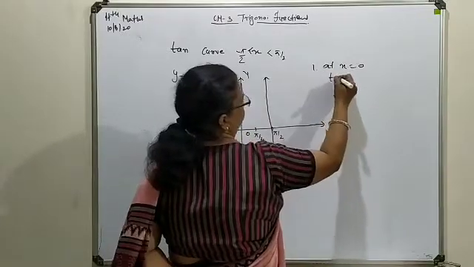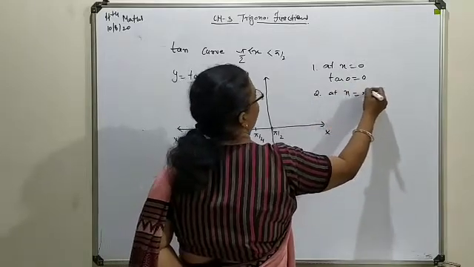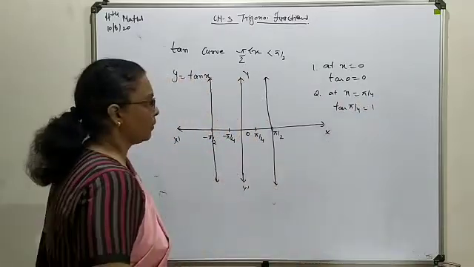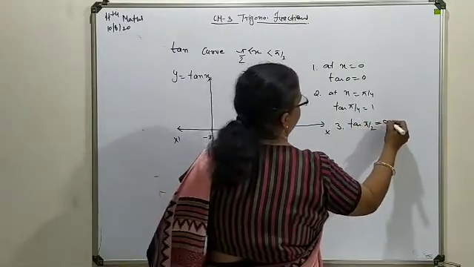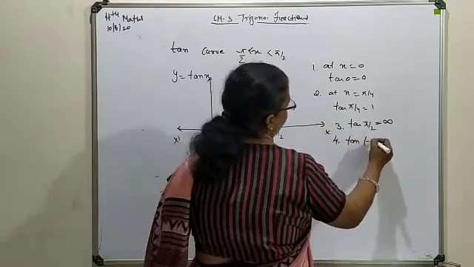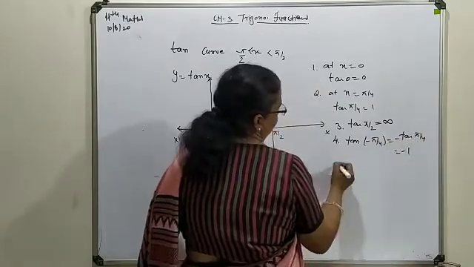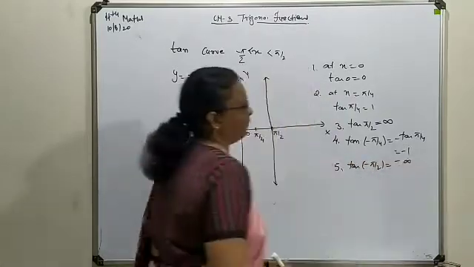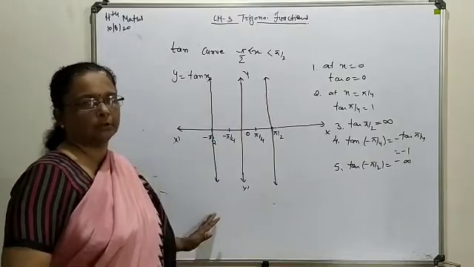First, x is equal to 0, tan of 0 will give you 0. Secondly, at x is equal to pi by 4, your tangent will give you 1. And if you look at the third value, tan pi by 2, it tends to infinity. The fourth value means negative side. If you look at tan minus pi by 4, this will give you minus 1. And at minus pi by 2, this will give you minus infinity. So these are the values we are going to locate on a graph.